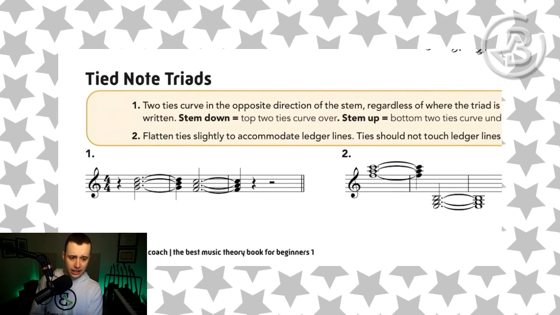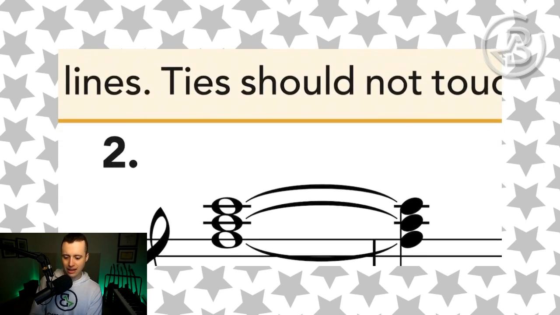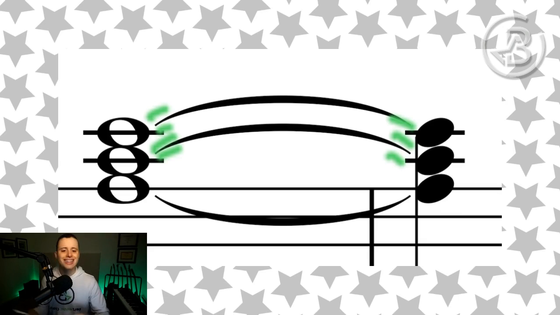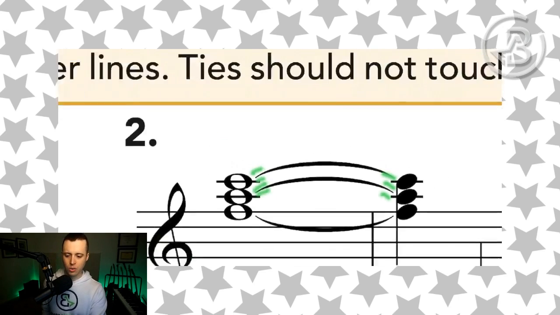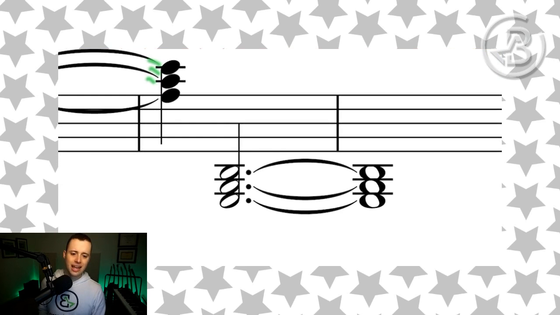Now, when you're on ledger lines, you can flatten the ties slightly, make them not quite so arched, so that they don't actually touch the ledger lines. And you can see that here. These top two ties, we have some space between the tie and the ledger lines. So we can very clearly see the tie connecting the notes, but it's not actually interfering or touching the ledger lines. And you can see here, stem up notes, we are tying under.